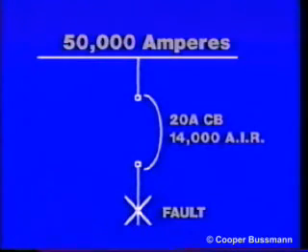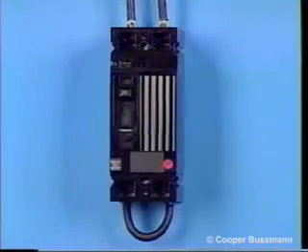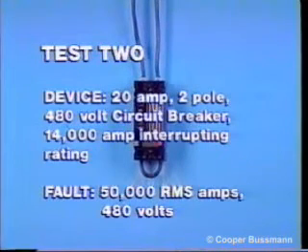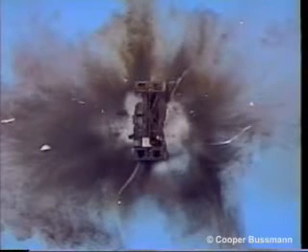Here's the one-line diagram of Test 2. In this second test, a 20 amp, 2-pole, 480 volt circuit breaker with a 14,000 amp interrupting rating is applied to the same 50,000 amp 480 volt fault. Again, this is a serious misapplication.